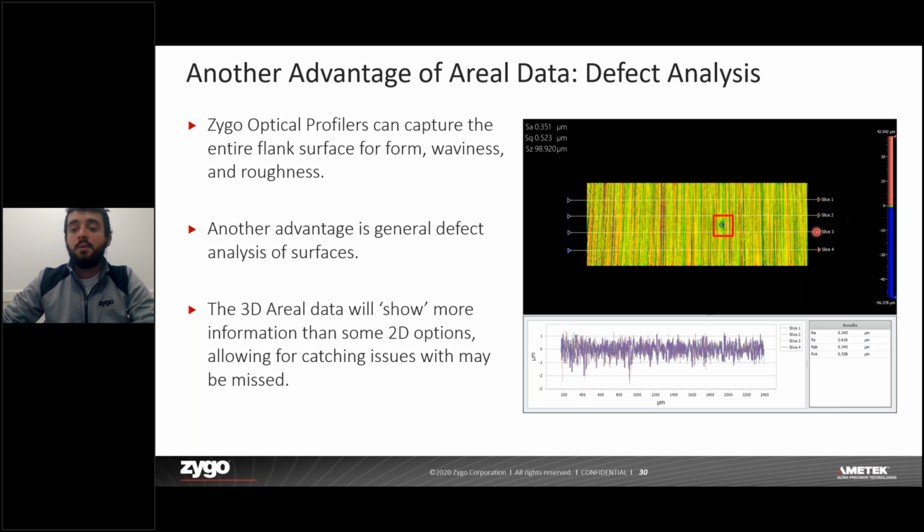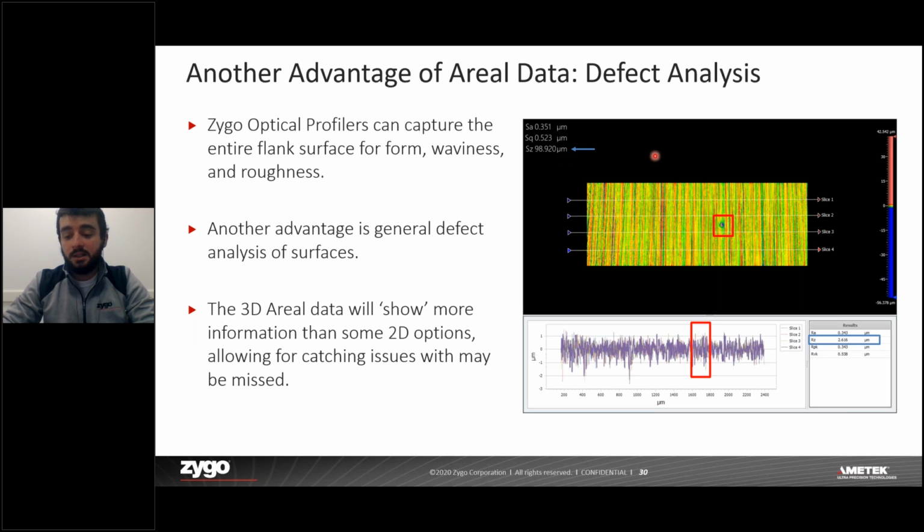So here we see that we have this defect in the 3D areal data, but none of the actual 2D profiles are going across that defect. This is about where that defect would show up if one of the 2D profiles was going across it. However, we see that we're only seeing a peak to valley of about 4 microns. But when we look at the SZ or PV of the areal data, we actually see that we're closer to 100 microns peak to valley.